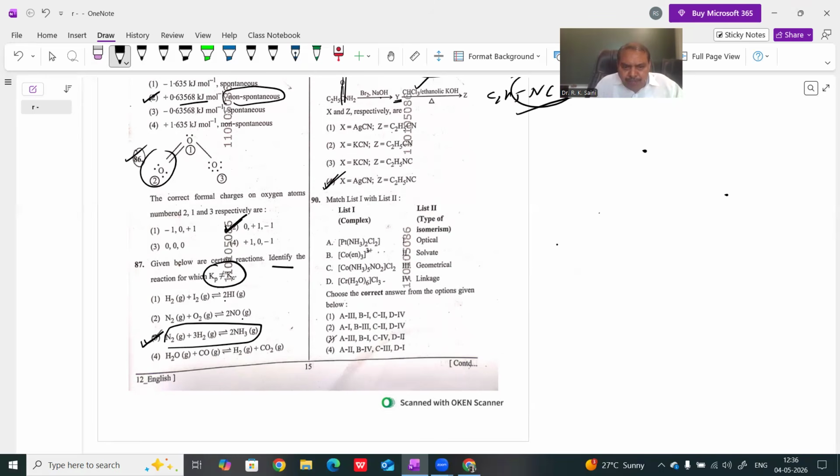Question number 90. Match the compounds, some complexes, coordination compounds, and the isomerism they show. The first compound is square planar and hence it shows geometrical isomerism. The next compound is octahedral with bidentate ligands, all three ligands bidentate, and hence optical isomerism. In cobalt, their mirror images are non-superimposable. For example, this octahedral species.